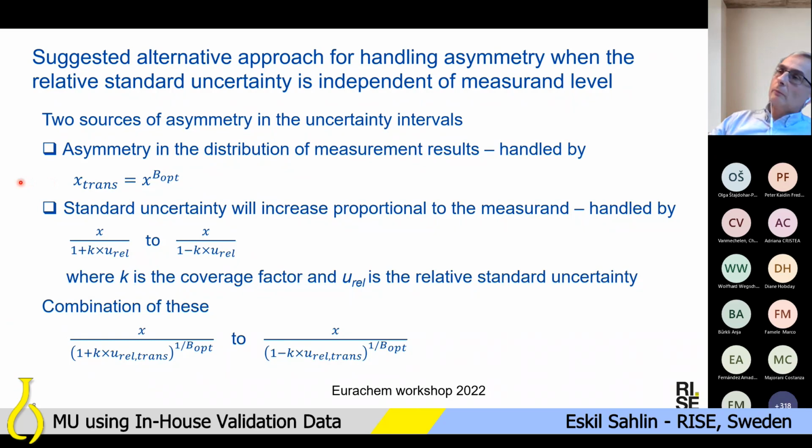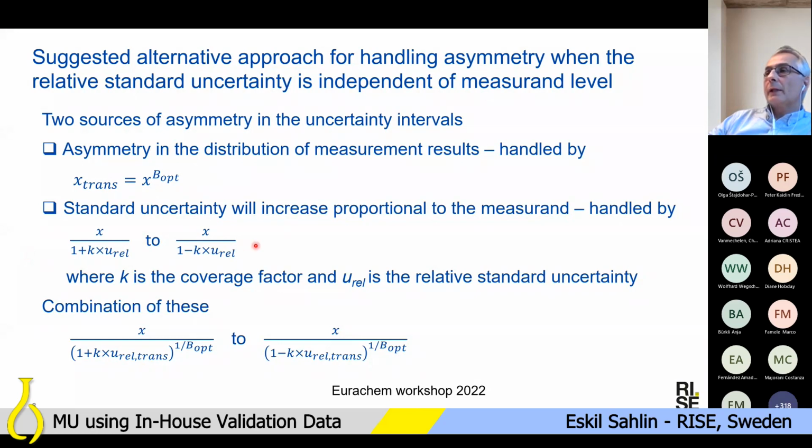But there will also be asymmetry coming from the fact that the standard uncertainty will increase proportional to the measurand. And this is handled with this expression here. And here you basically assume a normal distribution of results and that the relative uncertainty is independent of the concentration, which we have seen is quite reasonable for many methods in large concentration ranges.